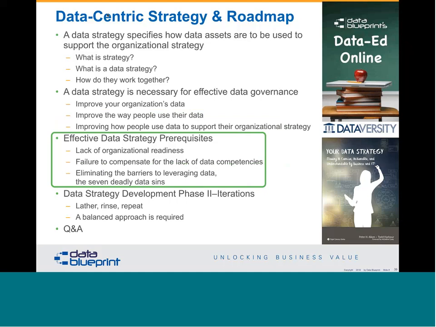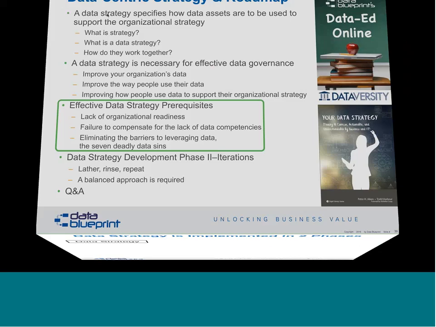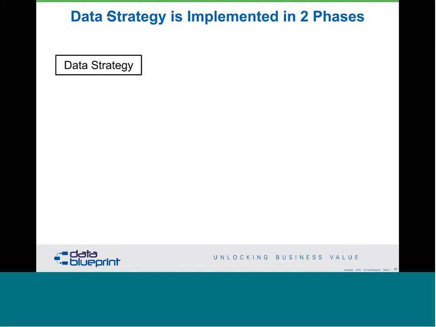We're going to talk about a failure to compensate for the lack of data competencies at the management level in most organizations. The data modelers, the data architects, they know what they're doing. They're just having trouble getting allowed to do their job. I'll say it pretty straight. Finally, there's something I call the 7 deadly sins. We'll just briefly touch on those today.